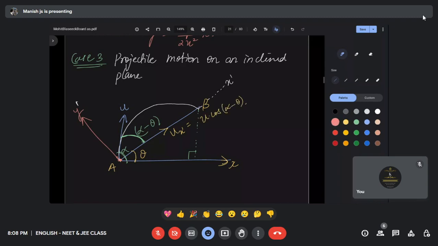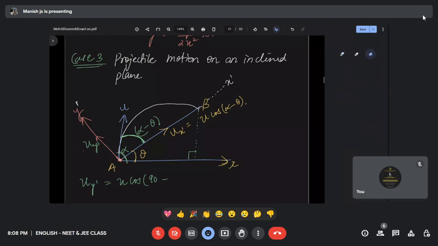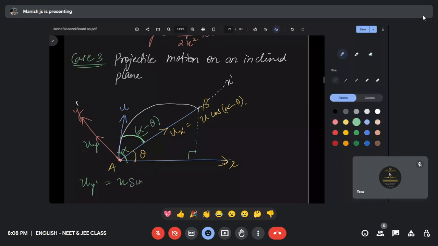Same way, what will be the u y prime component? It will be u cos of 90 minus theta, isn't it? Here, the u y prime component comes. So the u y prime component would be u cos of 90 minus theta. But my theta is alpha minus theta, so that complete angle. I will directly write it as u sin of alpha minus theta. If you simplify it, that is what you get. u sin of alpha minus theta is the y prime component.